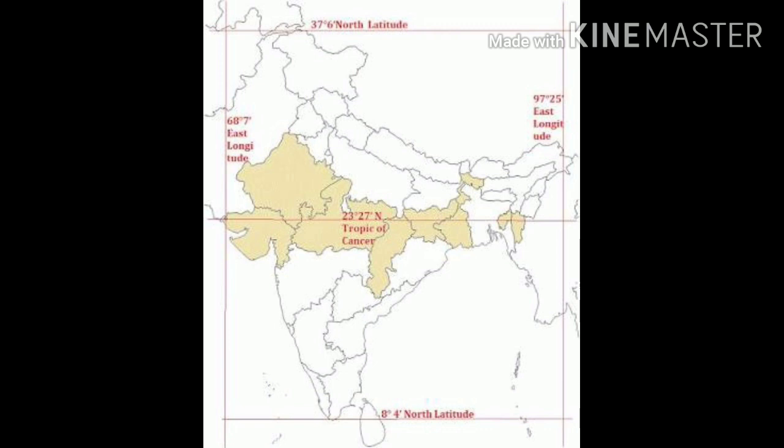Okay, you have to remember this. Then Andaman and Nicobar Island lies to the southeast of the mainland and Lakshadweep Island lies to the southwest of the mainland. Andaman and Nicobar Island lies in the Bay of Bengal and Lakshadweep Island lies in the Arabian Sea.